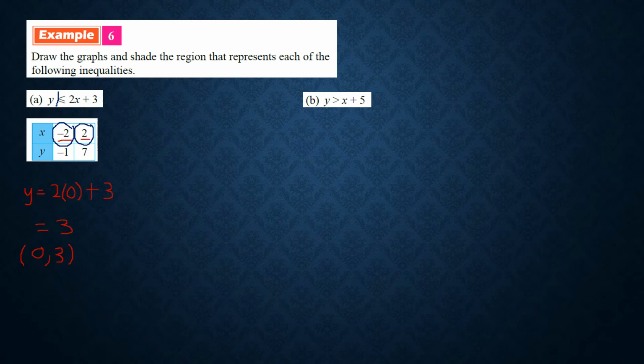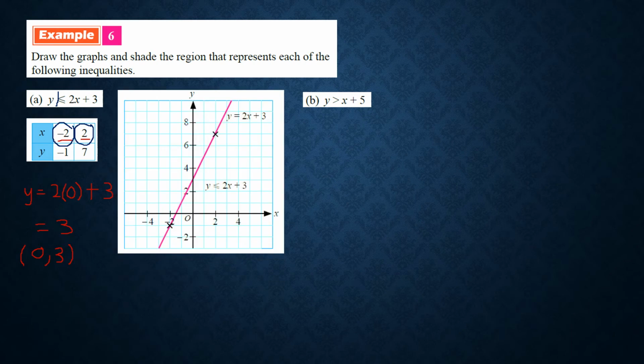Then after that, you plot those points and draw the graph. Okay, plot these 2 points. Or just now it is (0, 3); (0, 3) is here, you can plot here. So you just find any 2 points, then you join those 2 points.